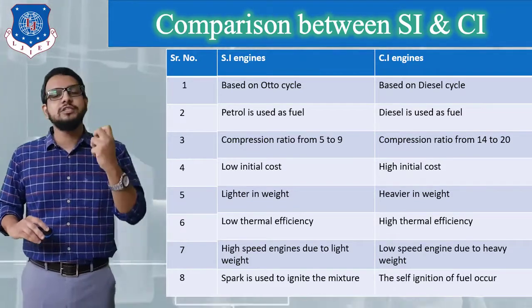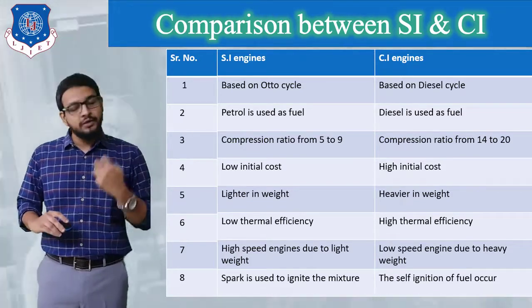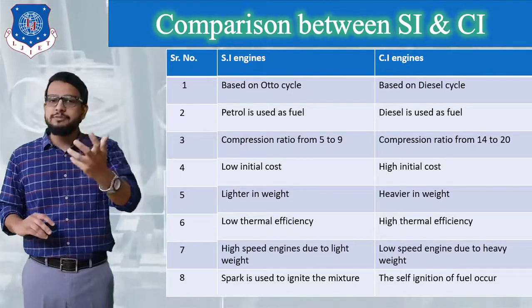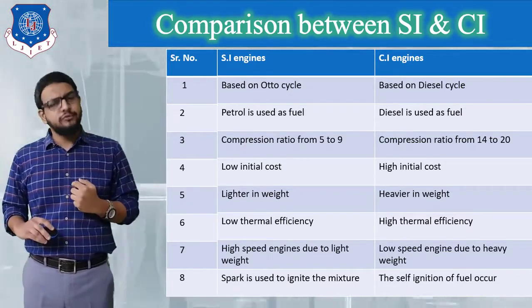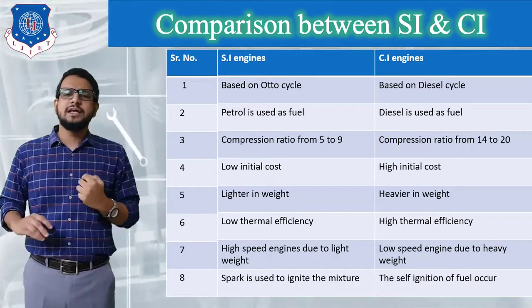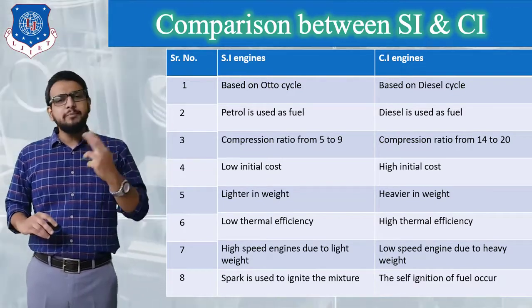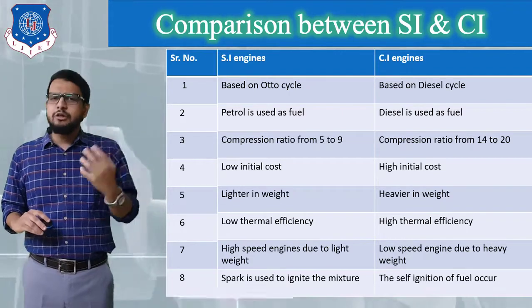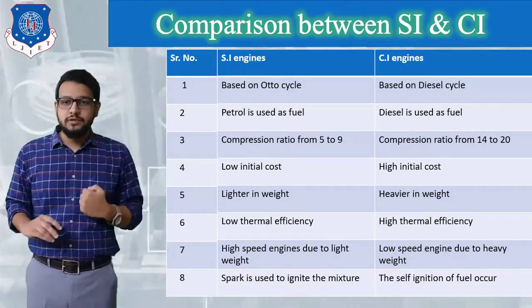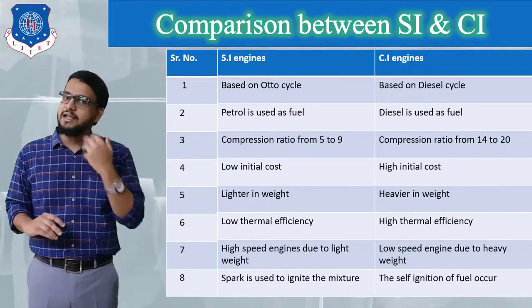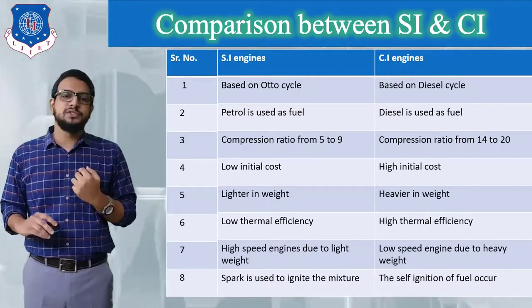So the SI engine, that is the petrol engine, was developed by Nicholas Otto. So we would say it is based on the Otto cycle, whereas the CI engine was developed by Dr. Rudolf Diesel, so it is based on the diesel cycle. Second point, it is based on the type of fuel used. Petrol is used in the SI engine, whereas in the diesel engine, that is the CI engine, diesel is used.